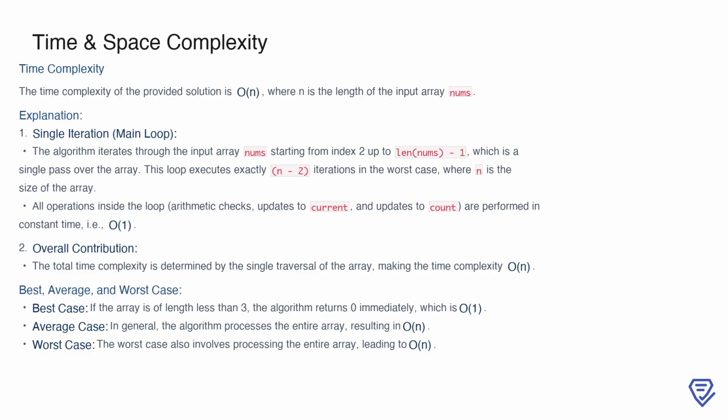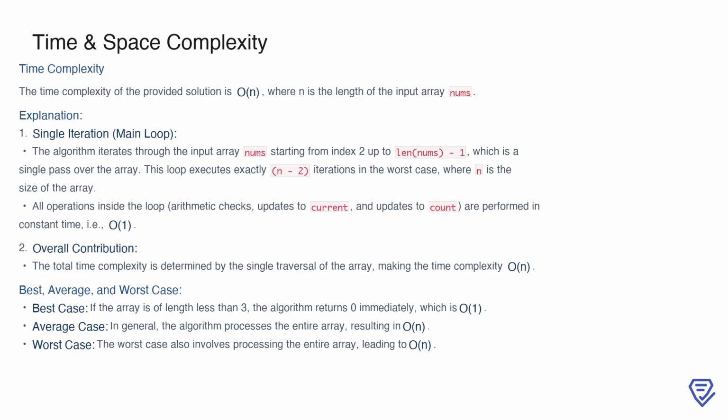Within each iteration, the operations such as checking for arithmetic progression, updating the current count of slices, and adding to the total count are all performed in constant time, or O(1). Thus, the overall contribution to the time complexity is strictly linear, or O(n).